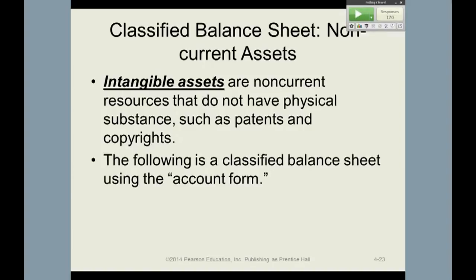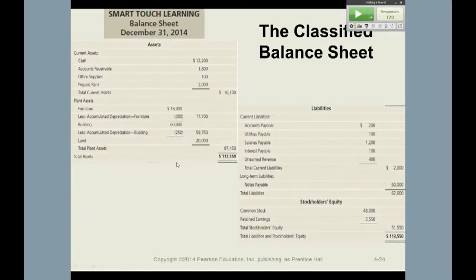Okay. Now, we mentioned that we saw the report form. Here's an account form, just to make sure we see that. An account form that is classified. So this is an account form. It has the assets on the left, liabilities and equity on the right. More importantly, it is classified.